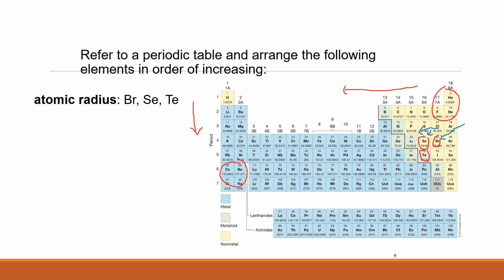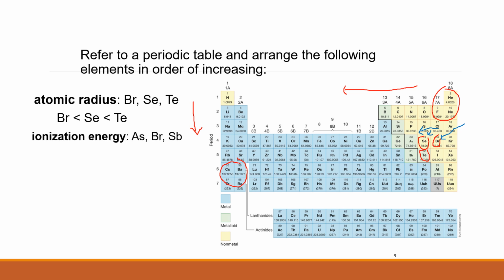And selenium and beryllium are both in the same spot to the left. It's just beryllium is one more down. So since beryllium is one more down, that means it has an extra shell around it, so beryllium is going to be the largest. So it actually already is in order. Bromine being the smallest, then selenium, then beryllium.